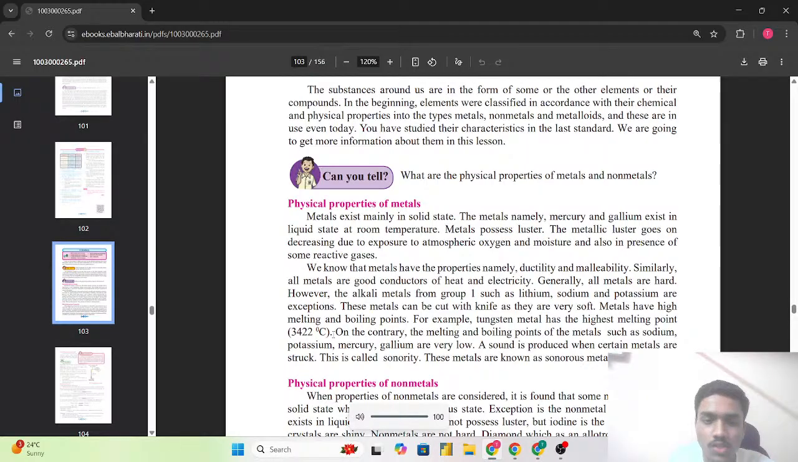A sound is produced when certain metals are struck. This is called sonority. And sonority, this property is associated with metals. Metals show this property, that is, when the metal is struck, it generates sound. This property is called sonority.